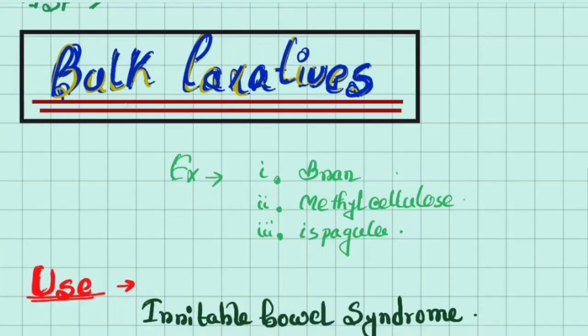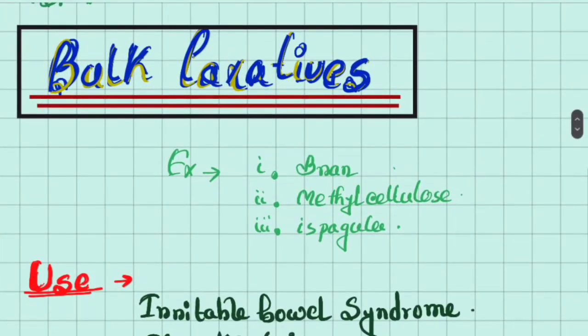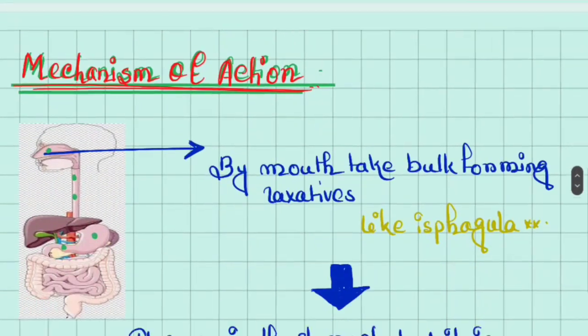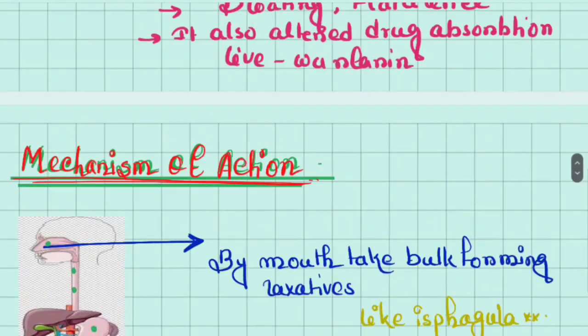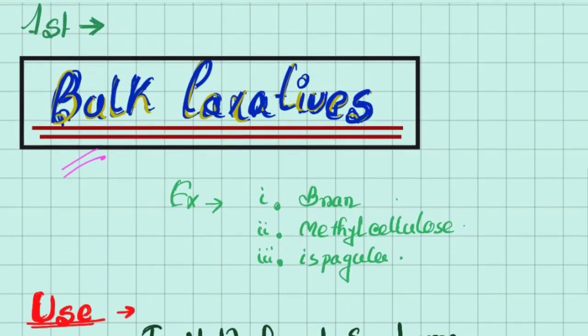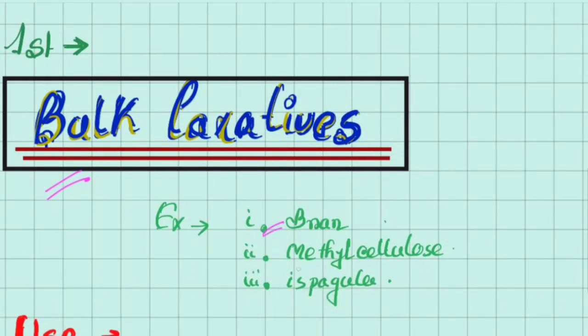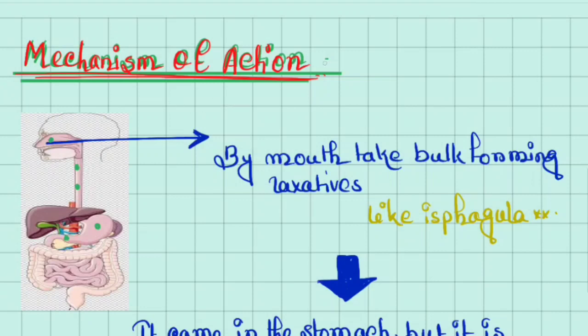Now I discuss the bulk laxatives: what the drugs under the bulk laxatives are, the mechanism of action of the bulk laxatives, and their uses and side effects also. So let's start. The drugs of bulk laxatives are bran, methyl cellulose and isabgol. Now I tell how the bulk laxatives act in our body.